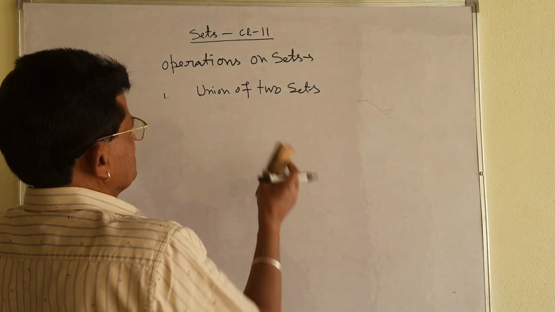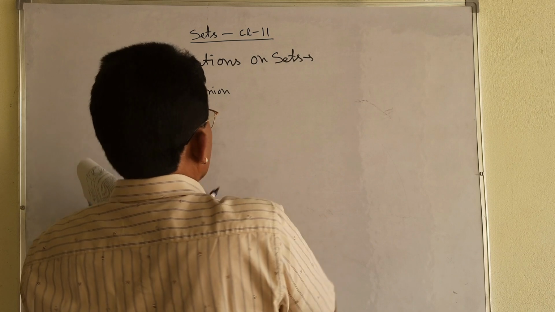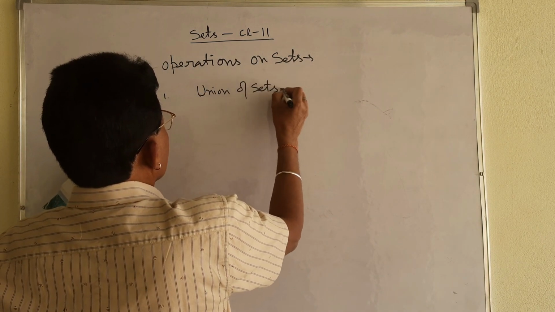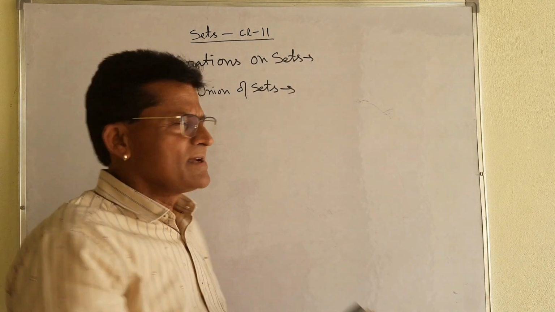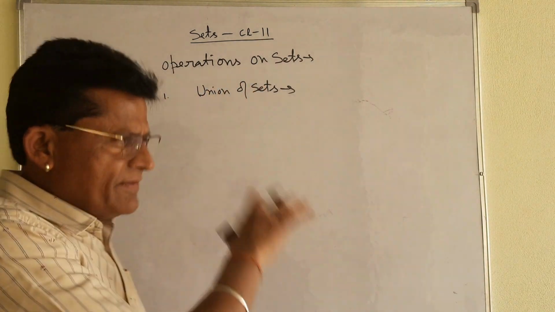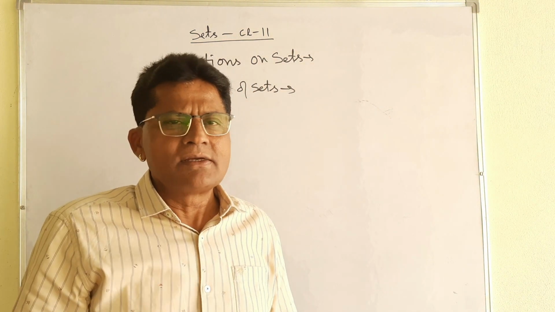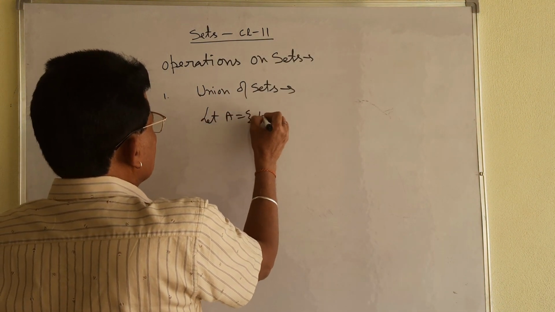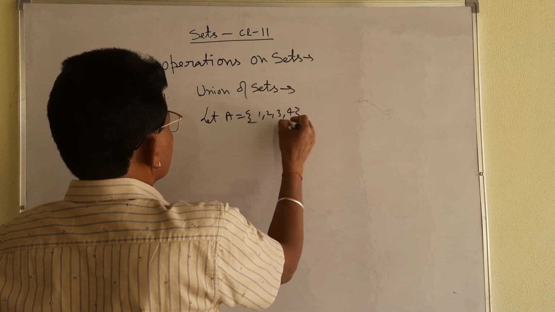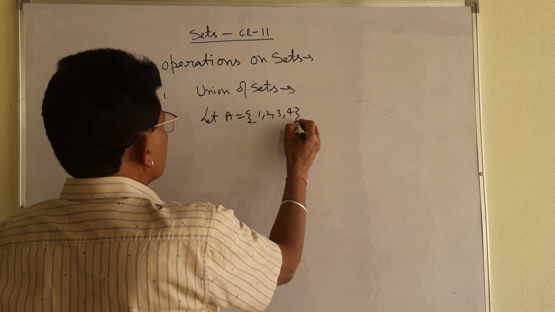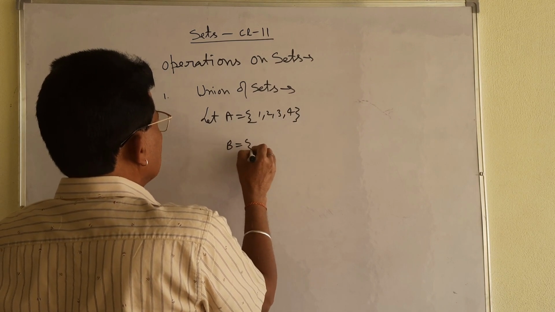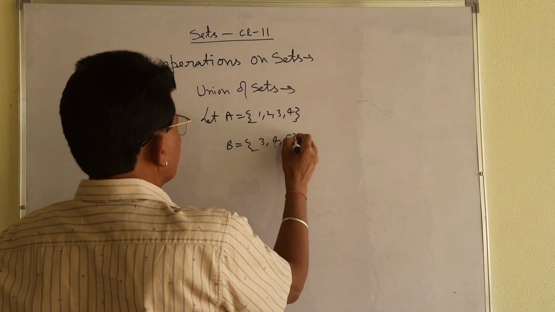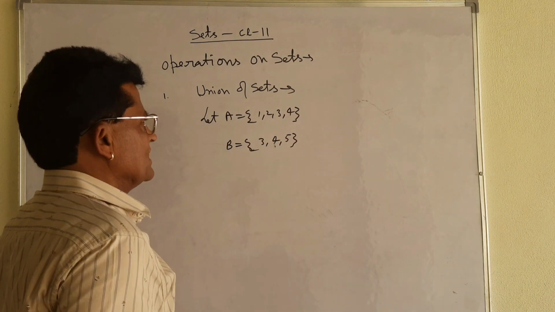Let me take union of sets only, because there may be more than two sets also. दो से ज्यादा भी हो सकते हैं ना सेट्स, इसलिए यूनियन ऑफ टू सेट. Although, I will take the example here. Let A be a set 1 2 3 and 4, and B set, let me take whatever elements you want to take, you can take 3 4 and 5. It depends upon you what elements you are going to take.